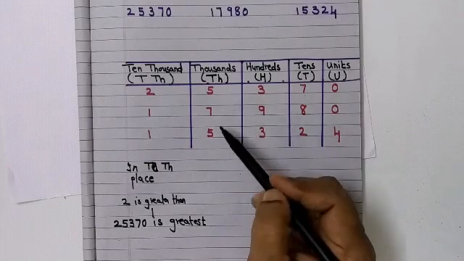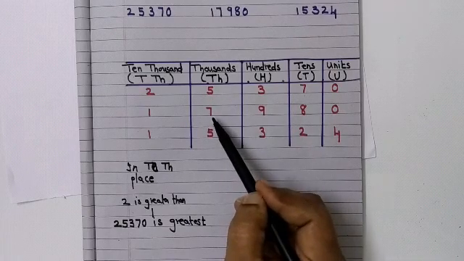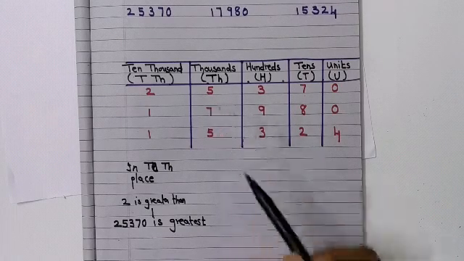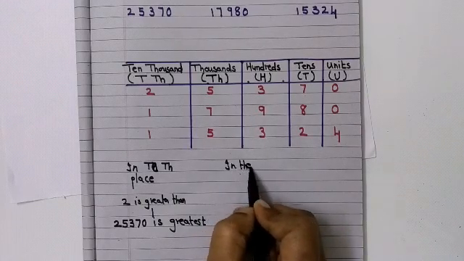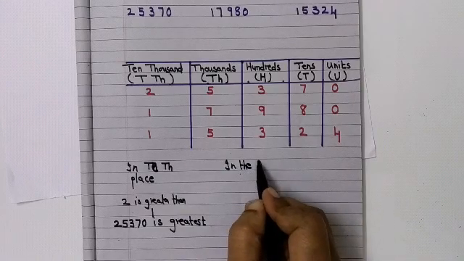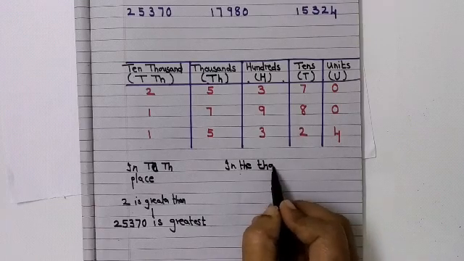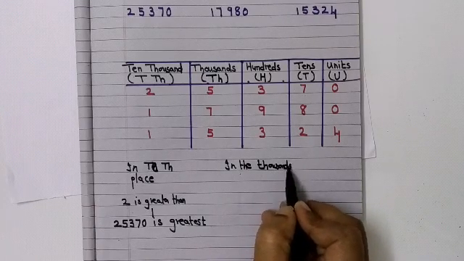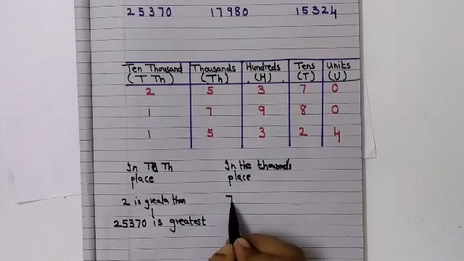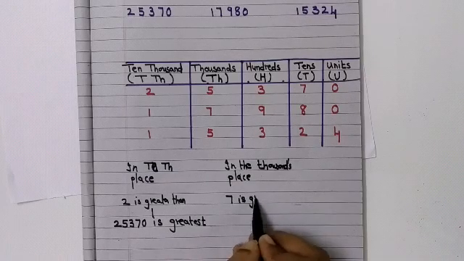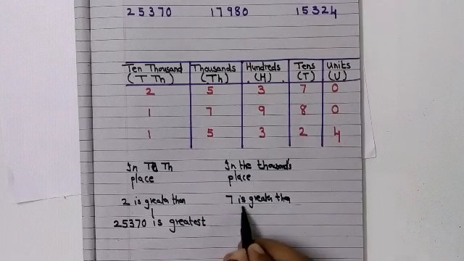Now we move to the next place, that is the thousands place. Now children, in the thousands place, see which digit is big? 5, 7 and 5. We are comparing this. So 7 is greater than 5. So what will I write in the thousands place? Can I say 7 is greater than 5?